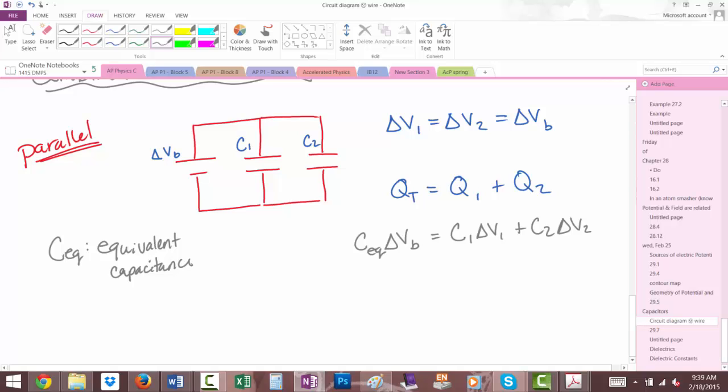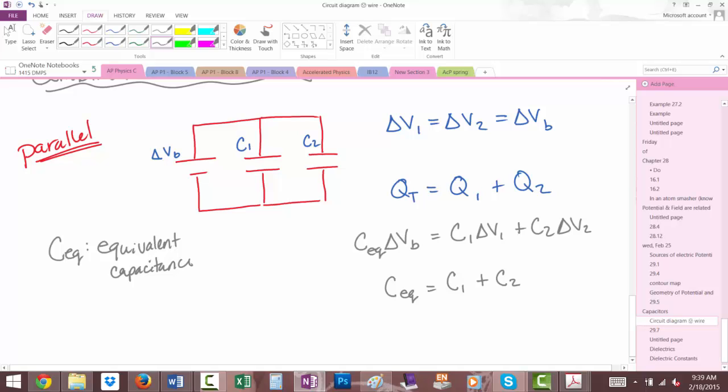All I've done is to sub in, instead of Q, C times V. But then somebody says, but wait, the V1, V2 are the same as V_B. So we can divide by V_B, right? That's what I'm trying to say. So you can say that the equivalent capacitance, I'm getting ahead of myself, is equal to the capacitance of 1 plus the capacitance of 2.